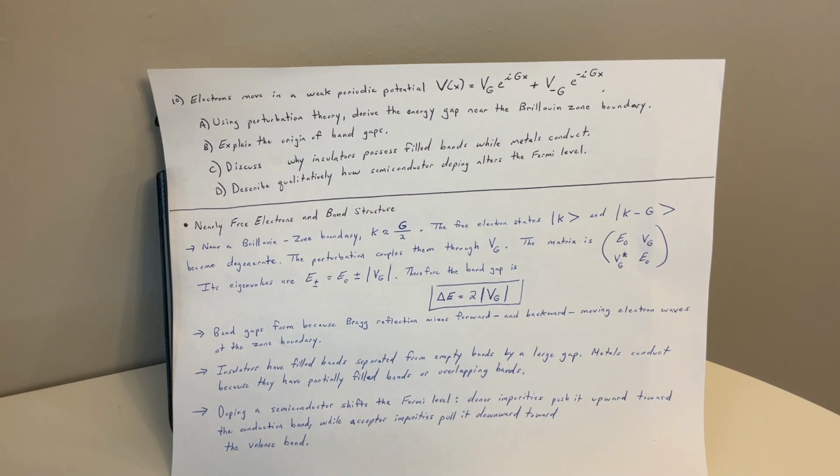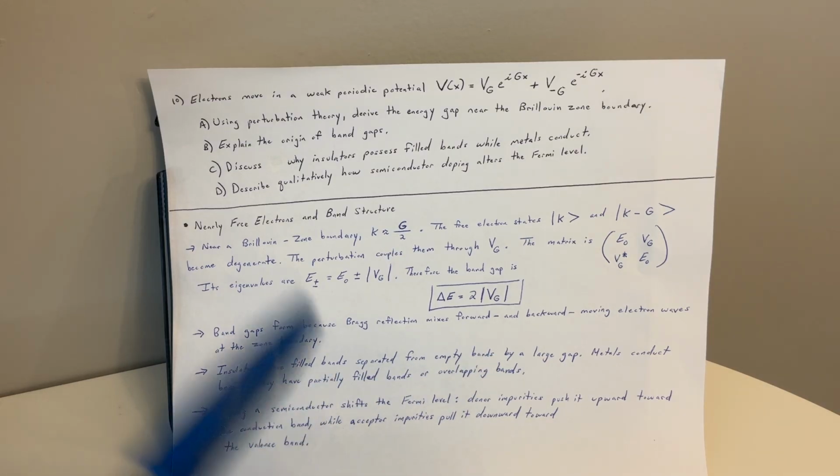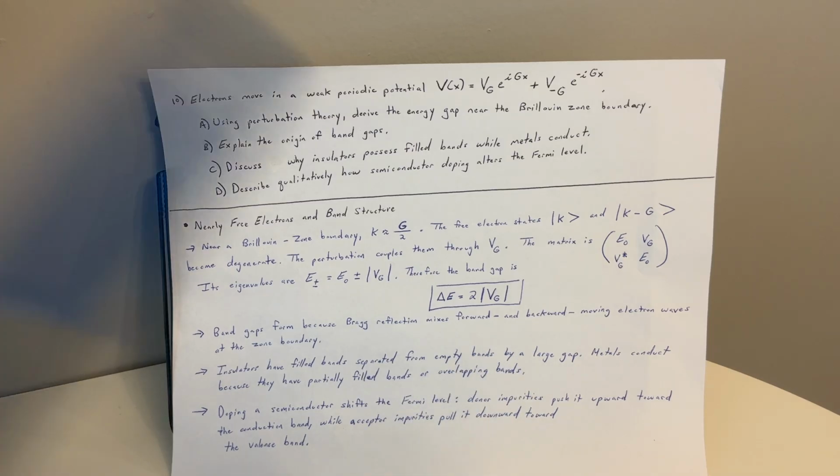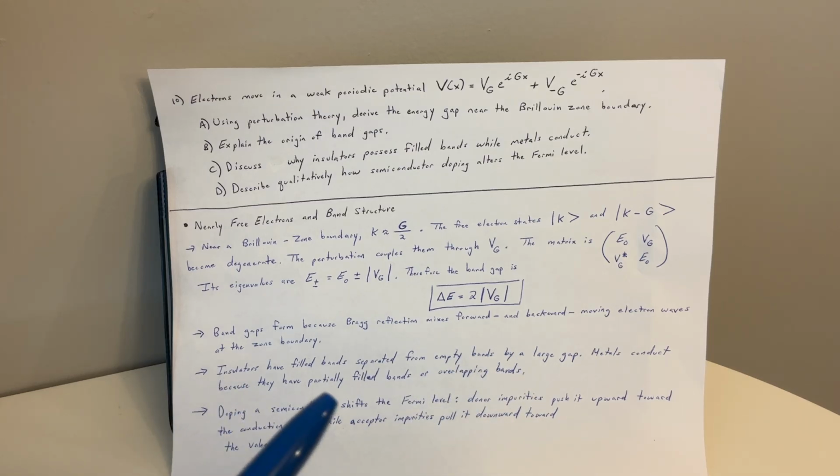Okay, insulators have filled bands separated from empty bands by a large gap. Metals conduct because they have partially filled bands or overlapping bands. I should have said bands. Okay, sorry about that. Insulators have filled bands separated from empty bands by a large gap. Metals conduct because they have partially filled bands or overlapping bands. My apologies there.